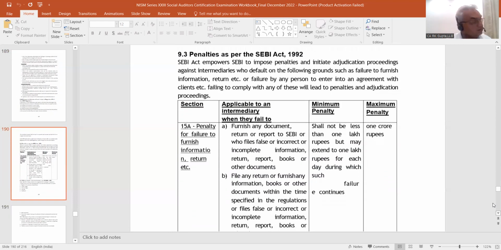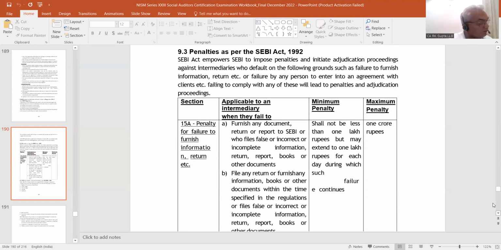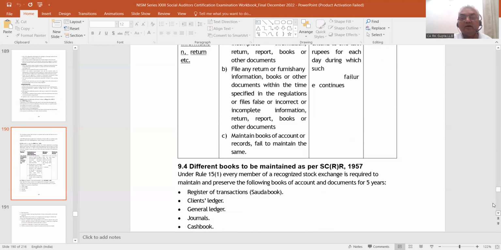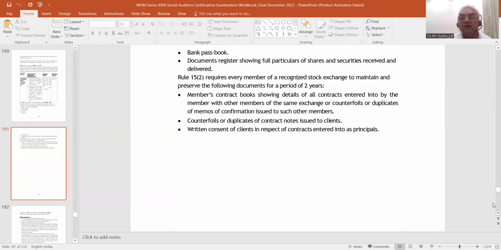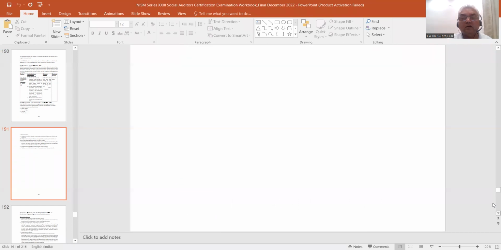Annexure 5 देख लेते हैं क्या है. ये Annexure 5 195 पर दे रखा है. Here, actually, this social auditor has to submit the annual impact report.